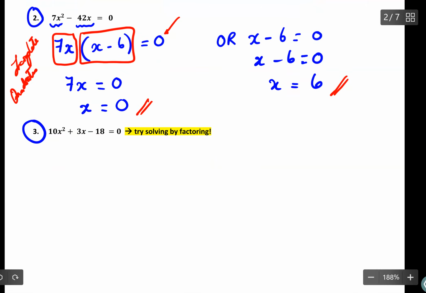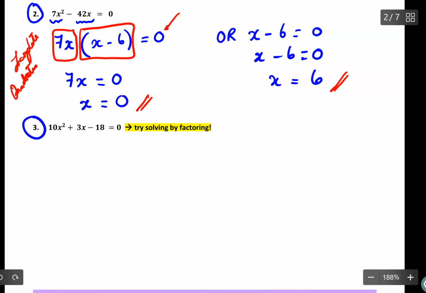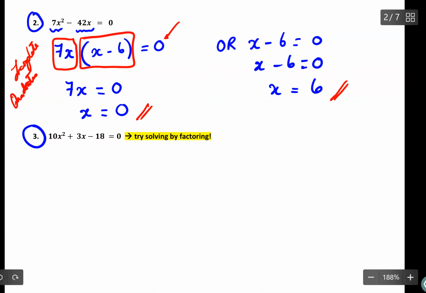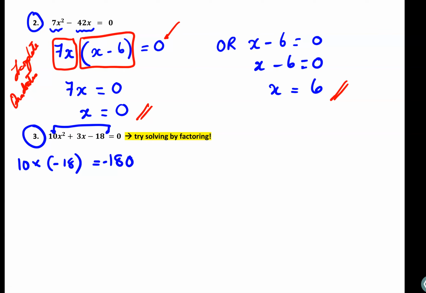Okay. To factor, the first step is to take 10 times negative 18. So 10 times negative 18, I should have 180 as a negative. Then I must find two numbers, and the product of the two numbers will give me negative 180. The sum of those same two numbers should give me positive 3.